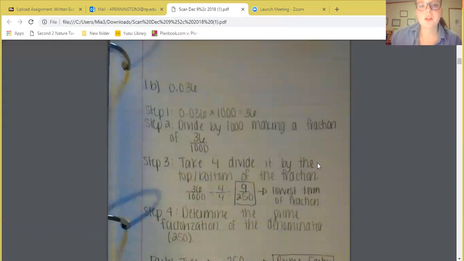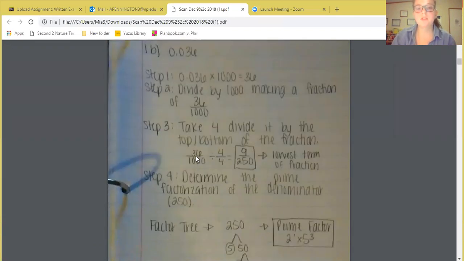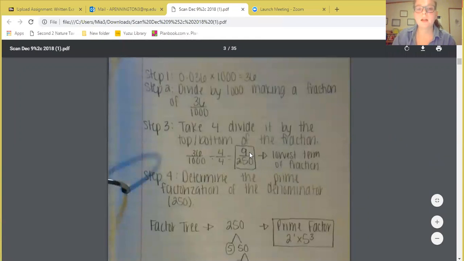The decimal is 0.36, and that is in the thousands place still as well. So we're going to times it by 1,000, giving us 36. Then to make it into a fraction, we're going to divide by 1,000. 36 divided by 1,000. Then we're going to divide it by 4 so we can get it into the lowest fraction form. 36 divided by 4 is 9. 1,000 divided by 4 is 250. And that's the lowest form of the fraction because 9 is divisible by 3, but 250 cannot go into 3.